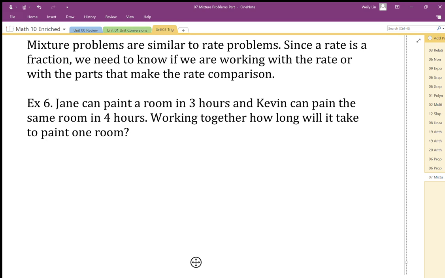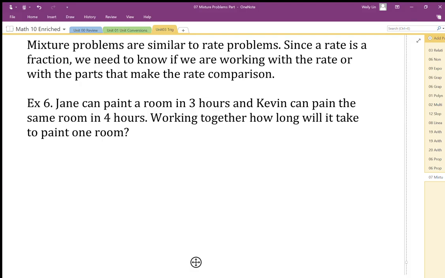Rate problems, we have to be a little bit careful because the rates are proportions. So we can't just easily add them together. Okay? And we need to make sure we're keeping track of the direction of the rate of comparison. And it's important to keep track of units when we do this.